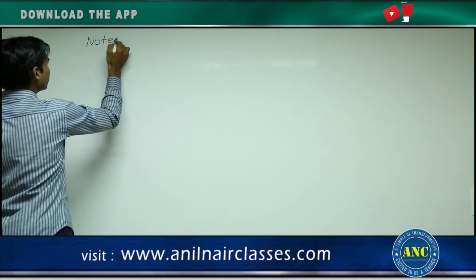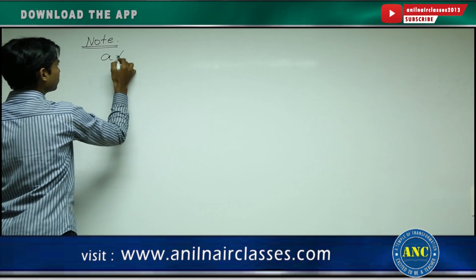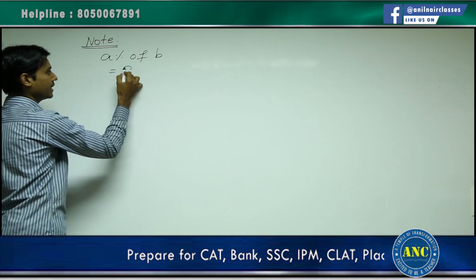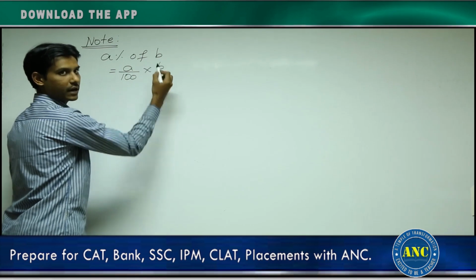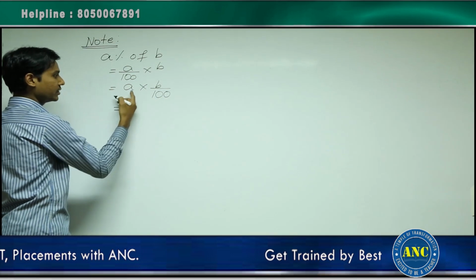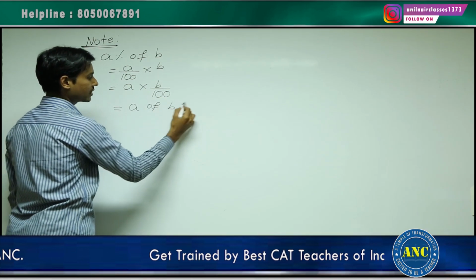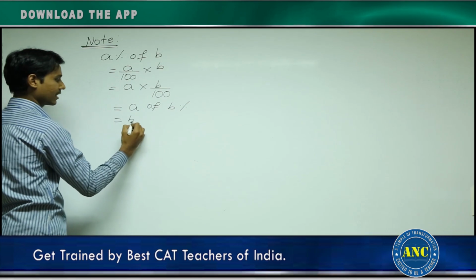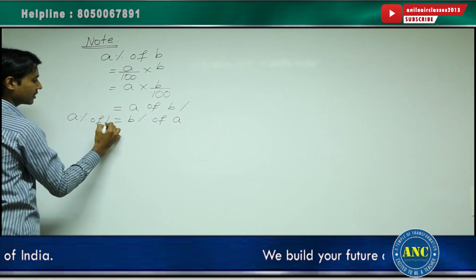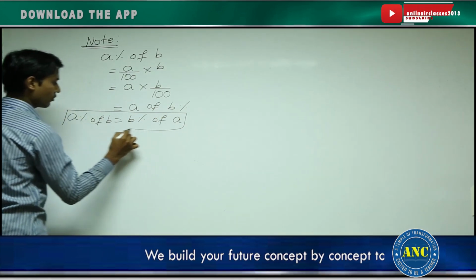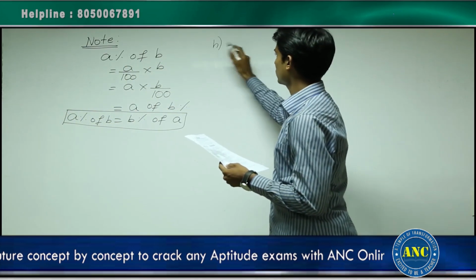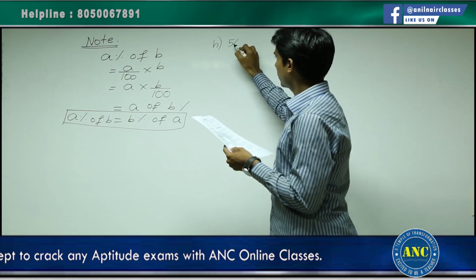Before solving question H, suppose it is something like A percentage of B. Can I write A percentage of B as A by 100 into B? I can also write it as A into B by 100. This is nothing but A of B by 100, which is B percentage. I can also reverse it as B percentage of A. Very, very important notation. A percentage of B is equal to B percentage of A. Both are same. See here. Your question H is similar to this note. What is the H question?